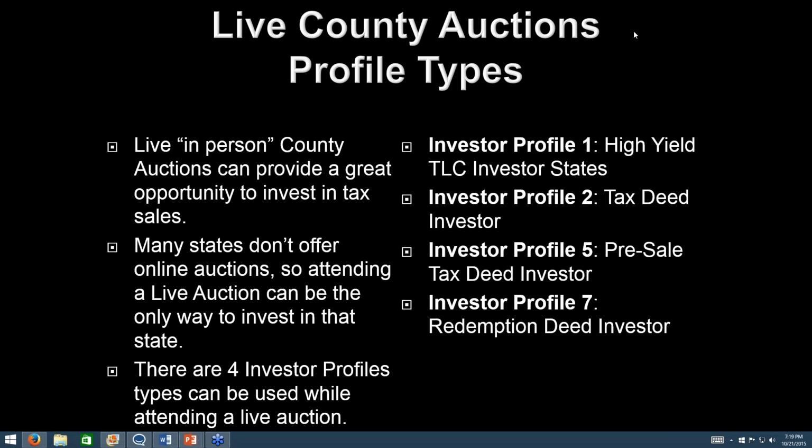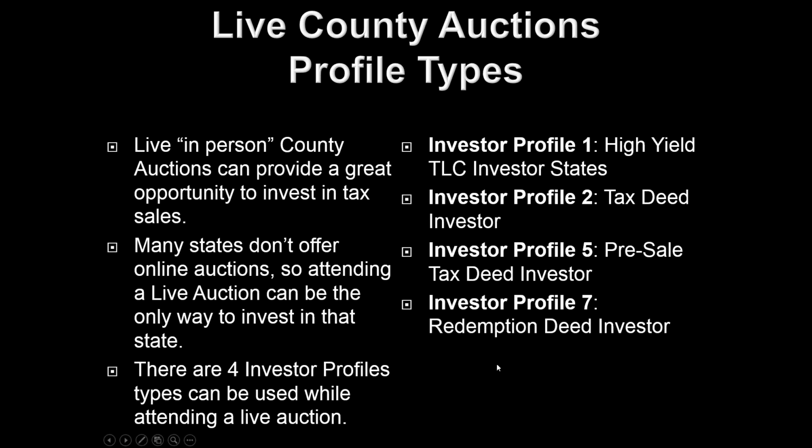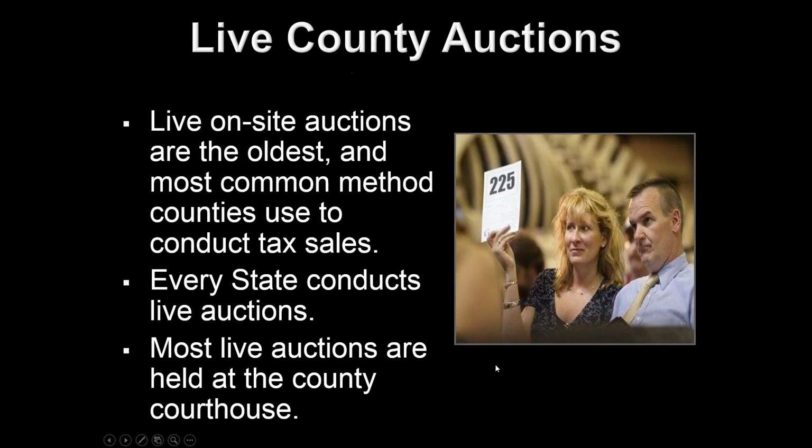And the 4 different profiles that can be used while attending a tax auction, a live in-person auction, could be either profile number 1, a high-yield tax lien investor, a tax deed investor, a pre-sale tax deed investor, or a redemption deed investor. So those are some of the different profile and strategy types that you can use while attending the auction.